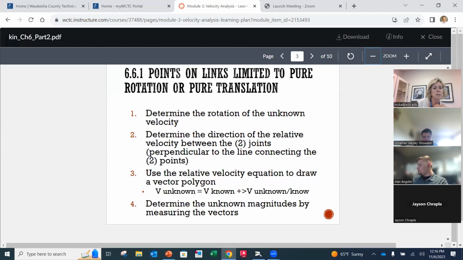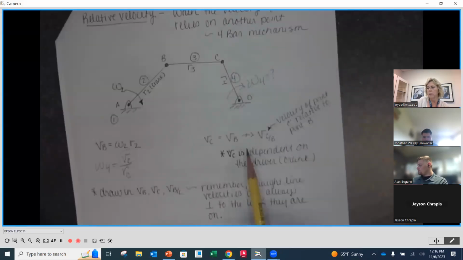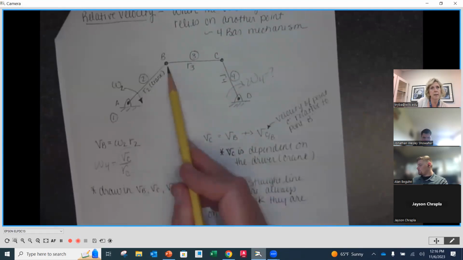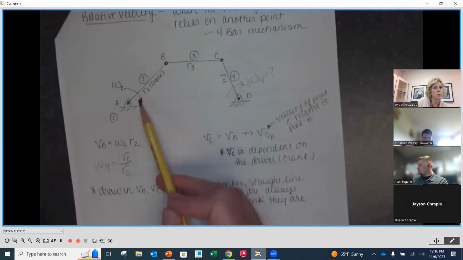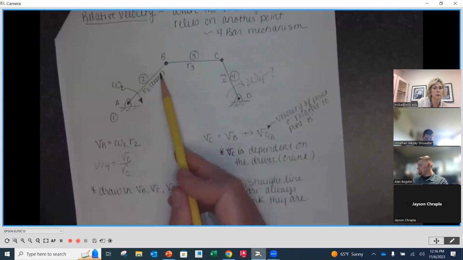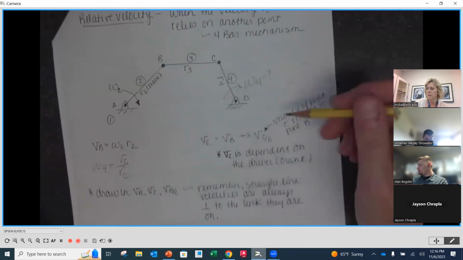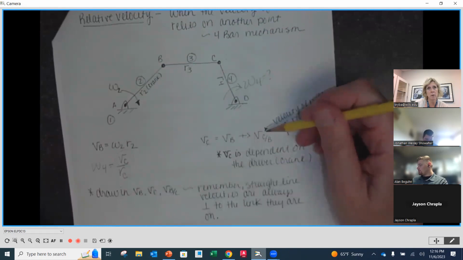So to put this in terms of the variables that we have underneath in our example here, we would say that the velocity of point C, unknown, is going to be equal to the velocity of B. It'll be known because we would know how fast that crank is going and how long this would be. Plus vectorially, the velocity of C, which is unknown, relative to B, which is the known.